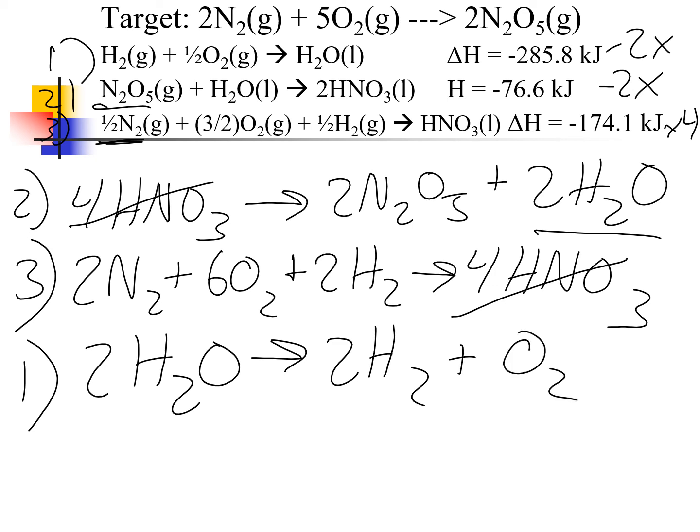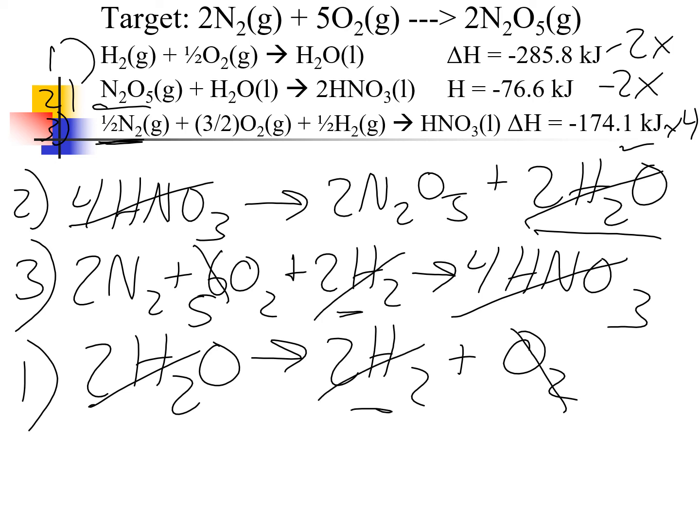Now when I look at this, I see some interesting things happening. I see water in the products, water in the reactants, 2 and 2, so they cancel, that's good. I see oxygens. 1 oxygen cancels 1 from there, which makes it a 5. That's good. And I see hydrogen as a reactant, hydrogen as a product, 2 moles of each, that cancels.